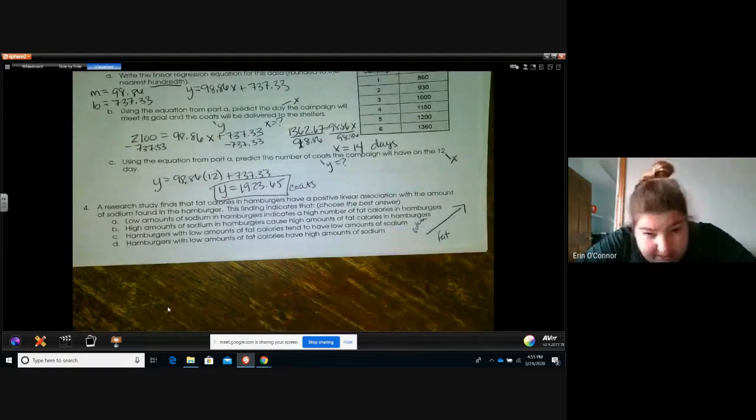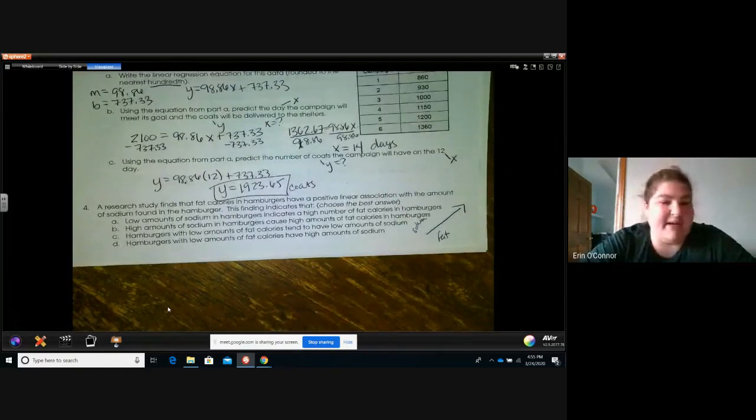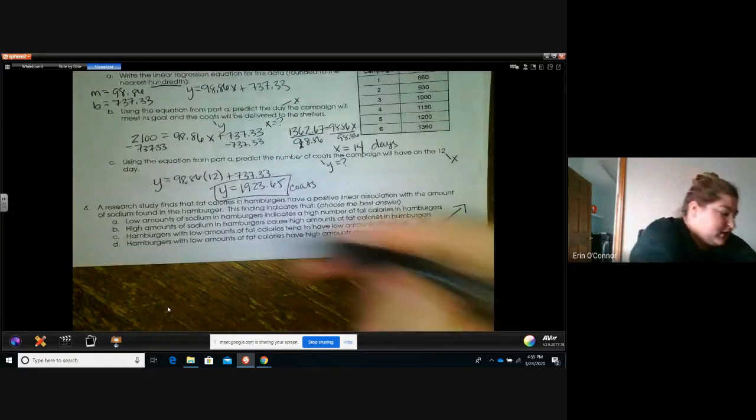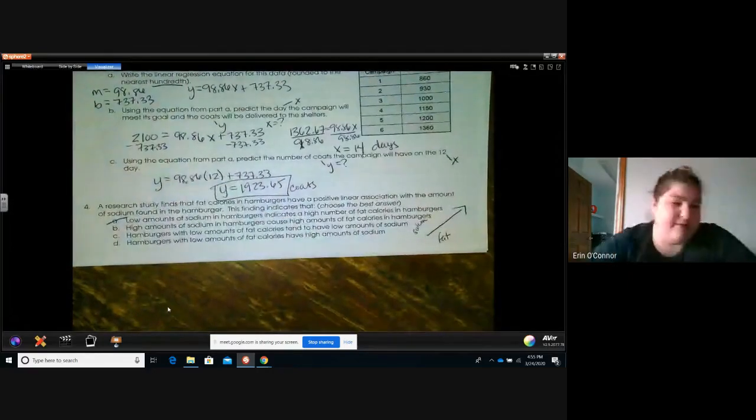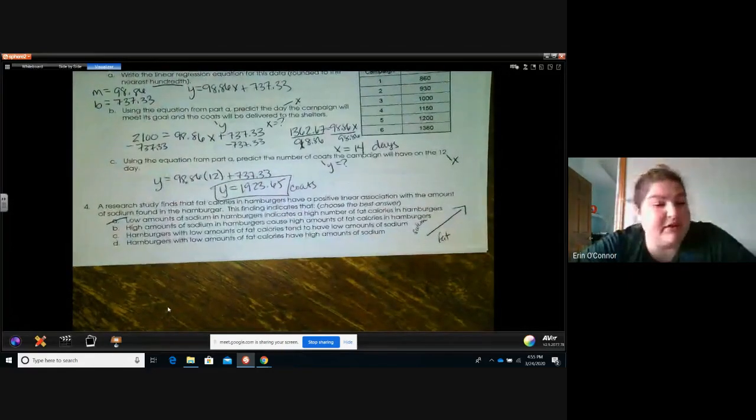So the higher the fat, the higher the sodium. Low amounts of sodium in hamburgers indicates a high number of fat calories in hamburgers. No, it's not going to be opposite when it's positive. It's opposite when it's negative. High amounts of sodium in hamburgers cause high amounts of fat calories in hamburgers. Maybe. Hamburgers with low amounts of fat calories tend to have low amounts of sodium. Maybe.